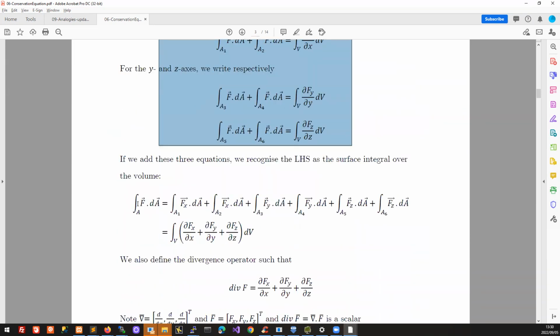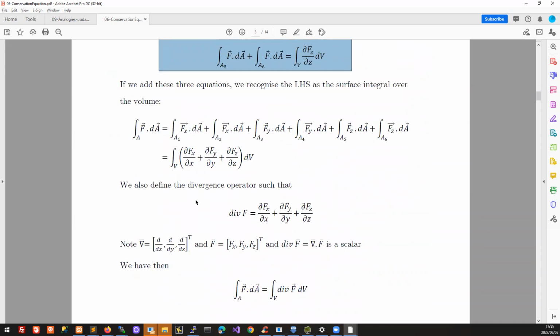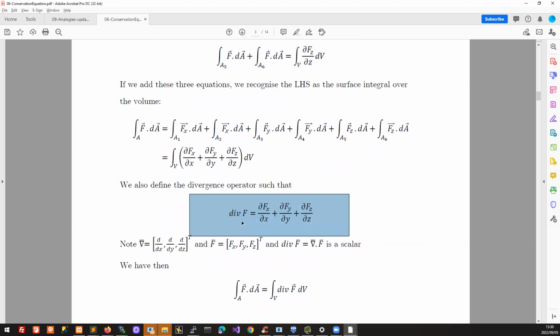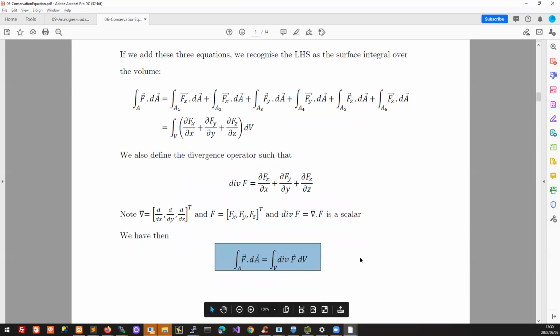So if you add all that together, you can simplify it using this divergence operator. So the divergence is the derivative in all directions of the vector of the derivatives of your arbitrary function, and then that gives us this nice formula.